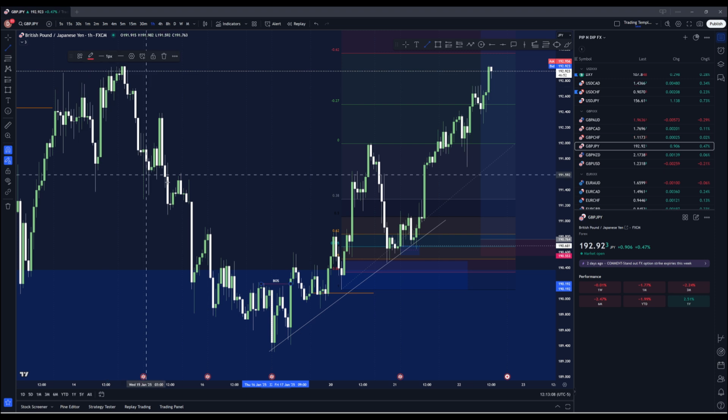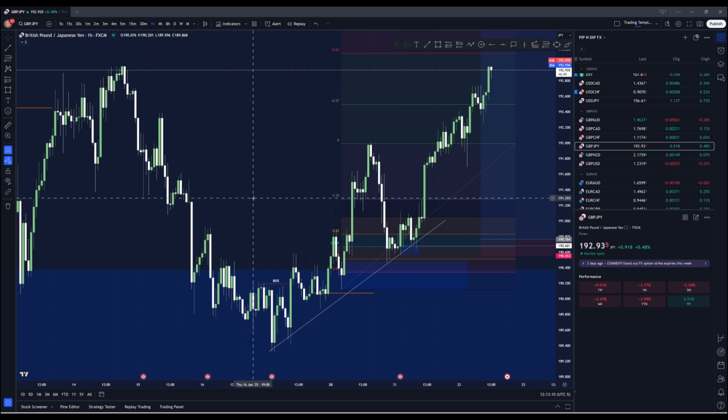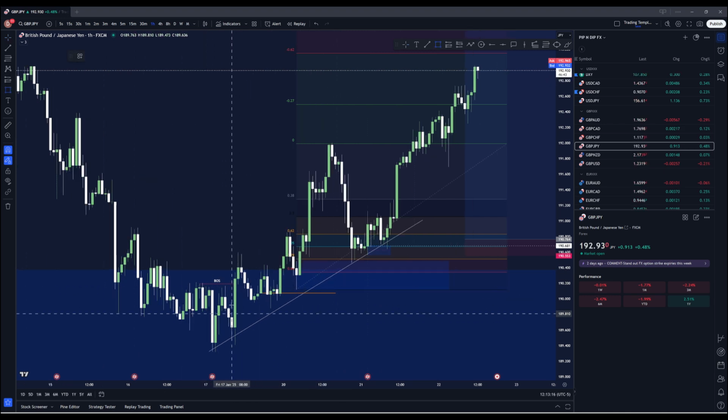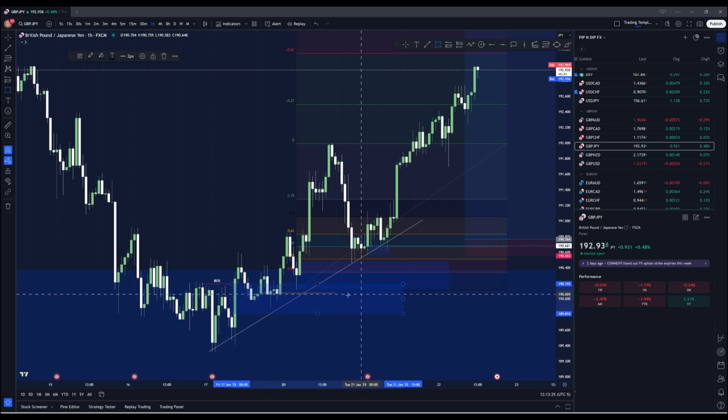So we have a market structure shift. This is bullish break of structure. Our first area of interest would be from that last low that pushed up. So this whole candle right here showed a lot of volume, and they had left this gap right here.